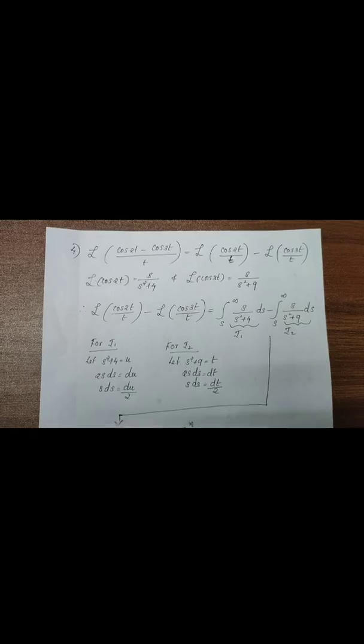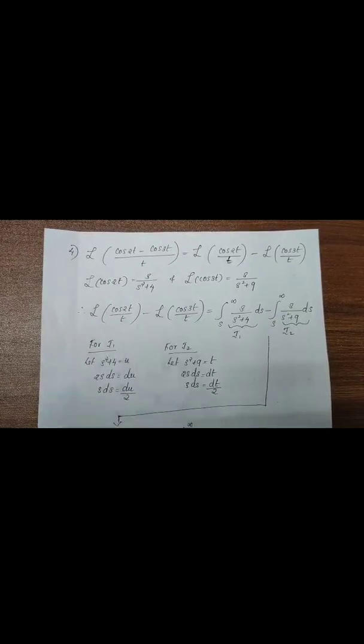It is equal to, these two m can be cancelled. Upper limit is tan inverse of infinity minus tan inverse of s by m, which is equal to, tan inverse of infinity is pi by 2, minus tan inverse of s by m. And pi by 2 minus tan inverse of s by m is cot inverse of s by m. Therefore, our answer is cot inverse of s by m. Hope you have got the idea of multiplication by t and division by t.